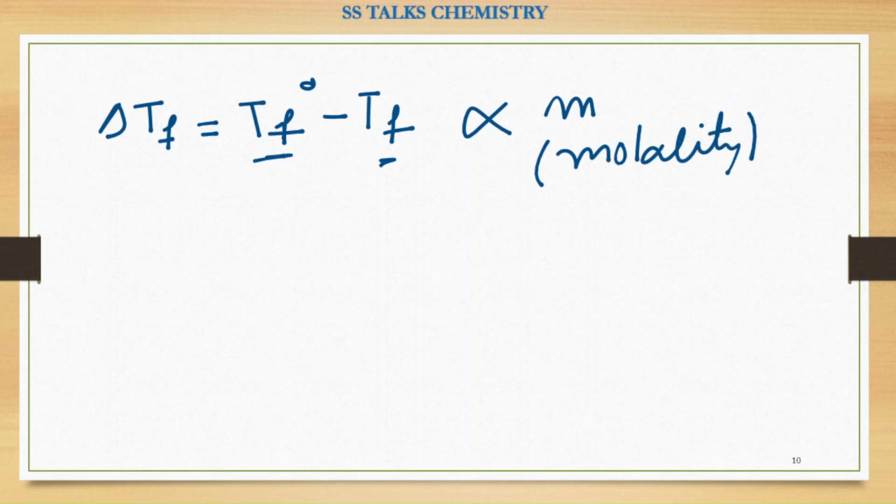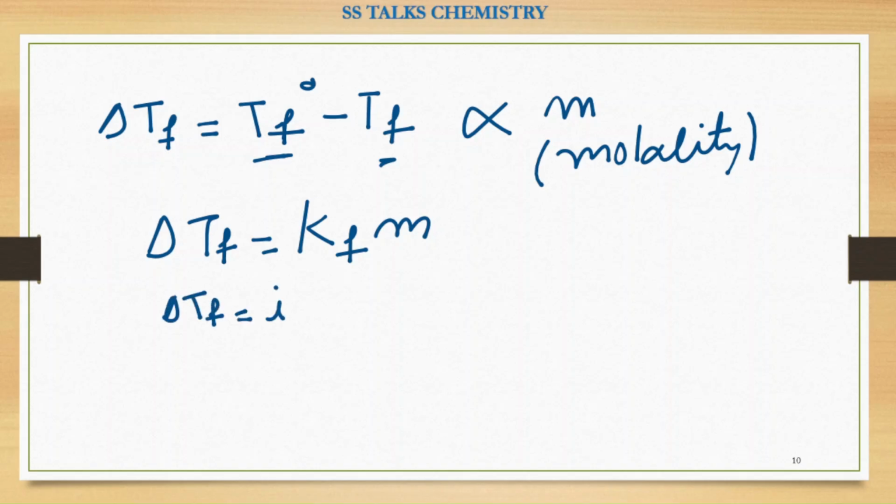Removing the proportionality sign, the constant that is added is Kf, multiplied by the molality. It is called the depression in the freezing point constant. Now, some of the solute molecules, as I said, can show association or dissociation. So the i factor, that is the Van 't Hoff factor, is included in front of it. This expression will be used to find the value of this i over here.